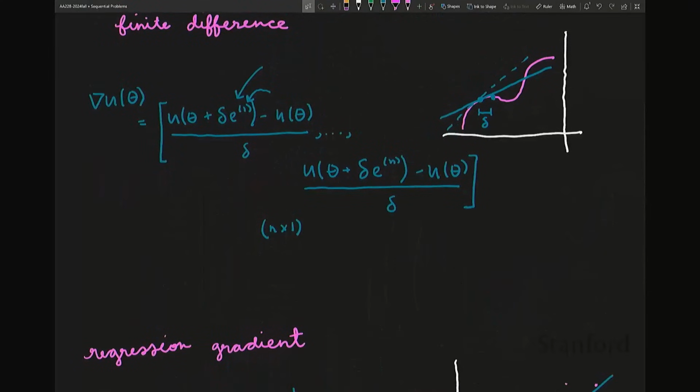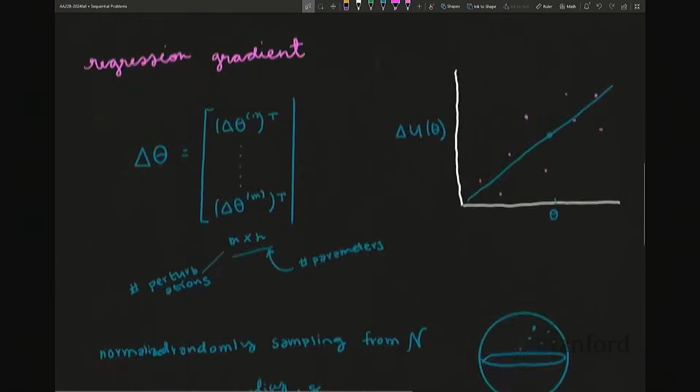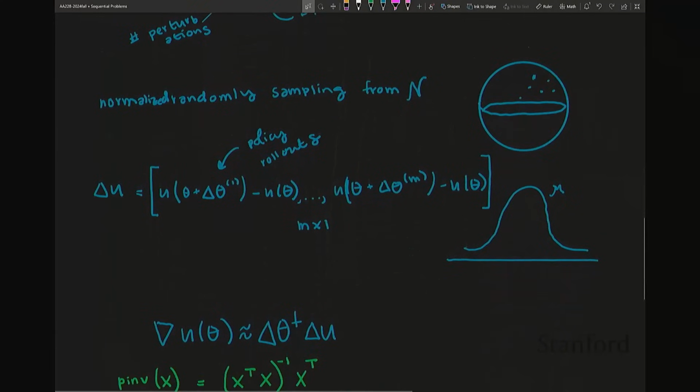Why delta? Oh, good question. In this case, it's m by 1 because we're doing one of these differences for each perturbation. In the previous method, we just did one difference per parameter, and that was n by 1. Here, we're doing one per perturbation, so it's m by 1 now.